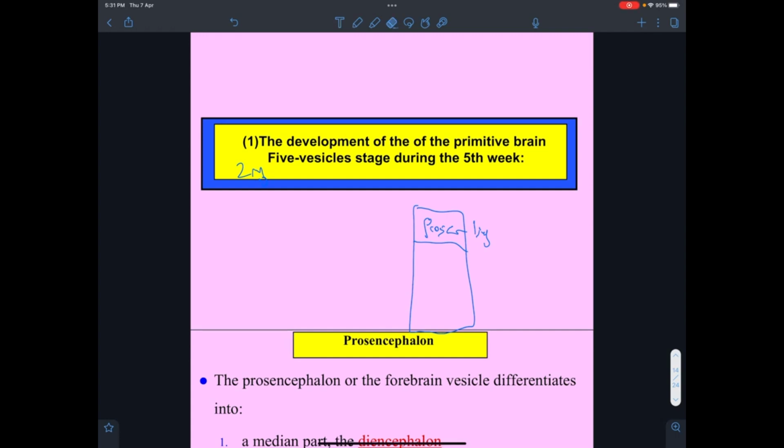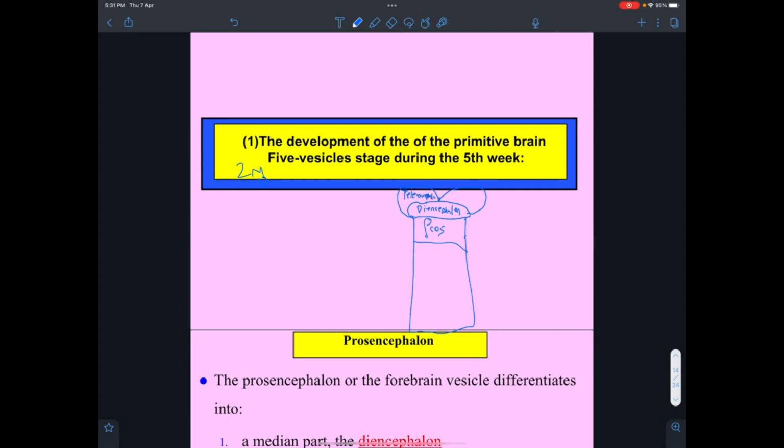Let's see. So the prosencephalon is going to give you a secondary vesicle, and the secondary vesicle, we will say, is known as the diencephalon. This is a secondary vesicle. So the prosencephalon is going to dilate to be divided into the diencephalon and two additional secondary vesicles on each side, and you can guess what they are. In this side and in this side, it's going to be known as what?